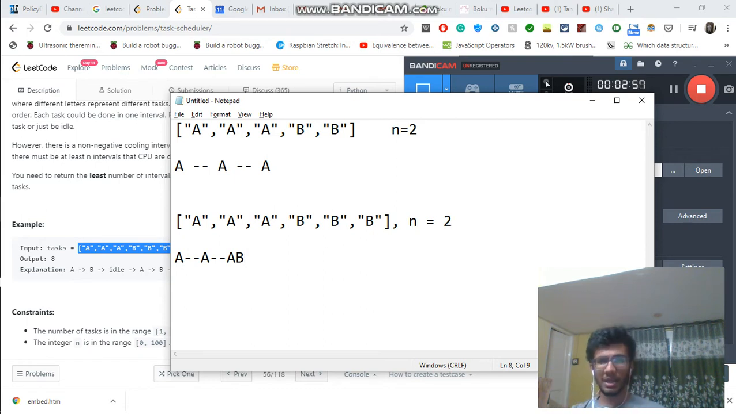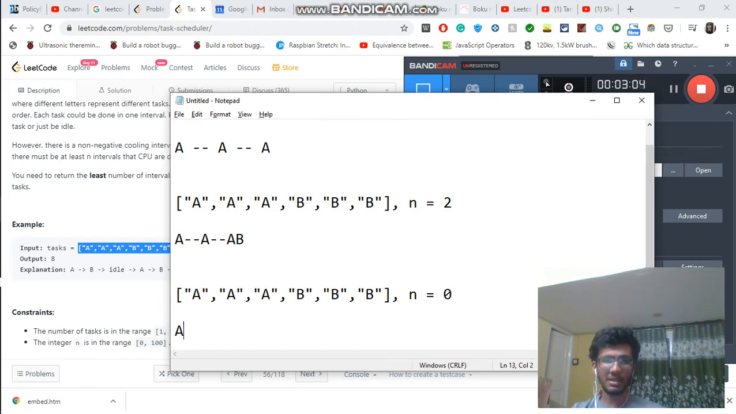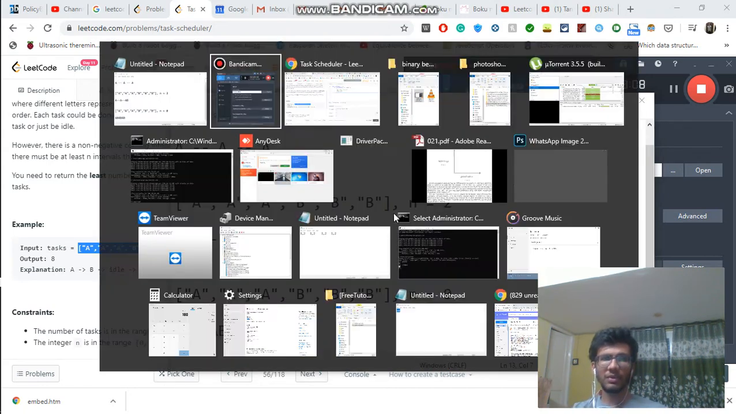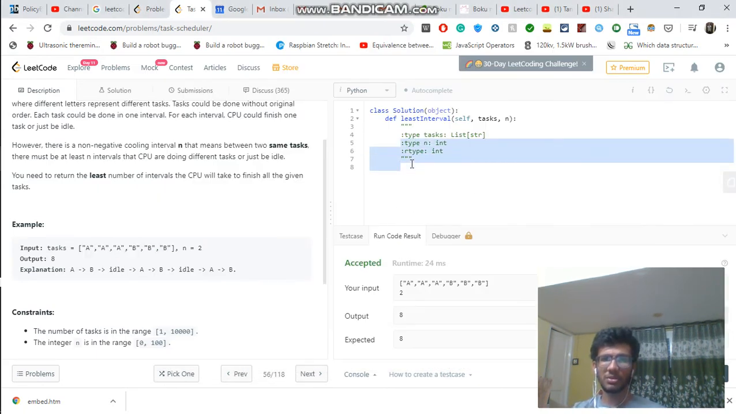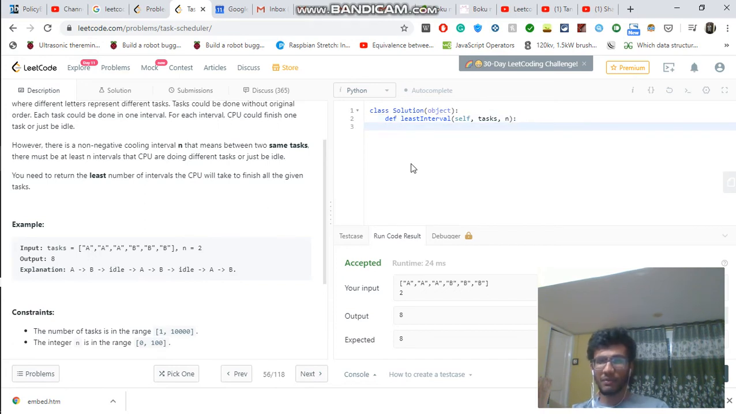So that's one scenario. And what if N is equal to 0? That means, the same here, N is equal to 0: A B A B A B. These are the three scenarios you need to figure out. So here's how you can do this question. First of all, we need to maintain a counter, after which we can get to know whichever element is occurring the highest.